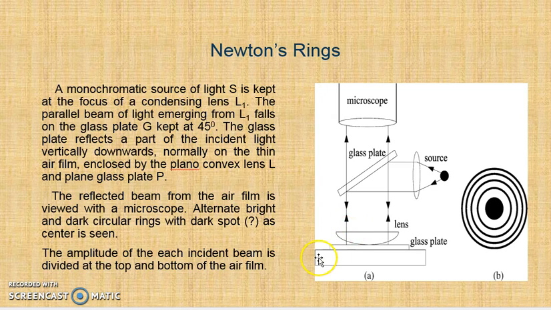Alternate bright and dark circular rings with a dark spot as center are seen. The amplitude of each incident beam is divided into two parts, one at the top of the air film and another at the bottom of the air film.